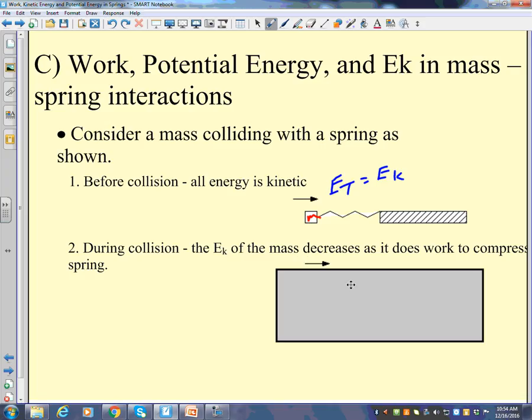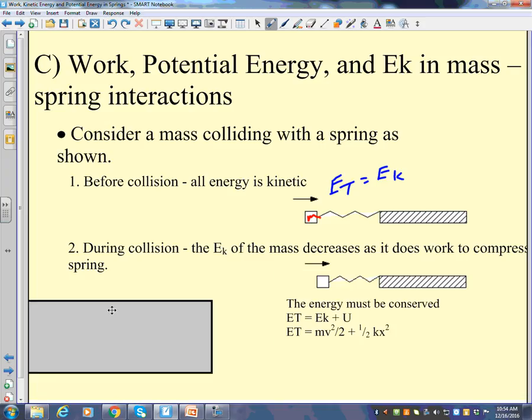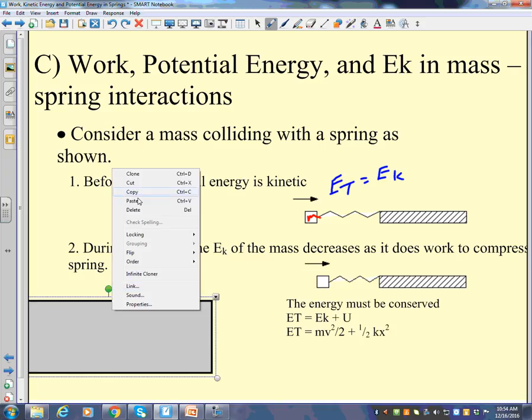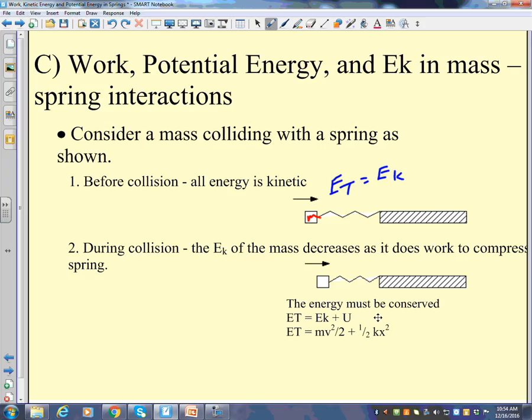So the kinetic energy decreases as it does work to compress the spring. And as always, this energy must be conserved. So the total energy, ET, is the kinetic energy plus the potential energy. And when you break those down, it's mv squared over 2 plus 1/2 kx squared, or I guess if you want, kx squared over 2. Right? Now that I think of it, this is virtually the same as potential energy up and down, right?